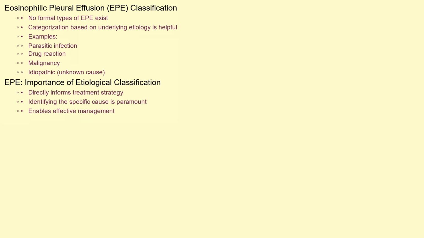While there aren't specific classifications or types of eosinophilic pleural effusion in the same way there are for some diseases, it's helpful to categorize EPE based on its underlying etiology. For instance, we can classify EP as being caused by parasitic infection, drug reaction, malignancy, or idiopathic, meaning of unknown cause. This etiological classification is crucial as it directly informs the subsequent treatment strategy. Identifying the specific cause is paramount for effective management.